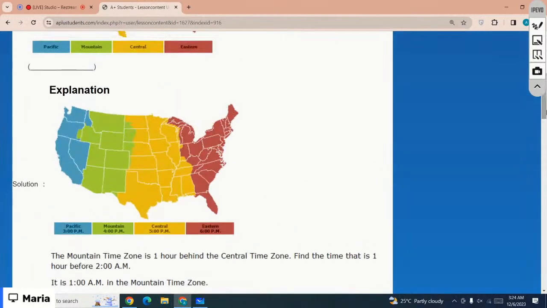The Mountain zone is 1 hour behind the Central zone, right? So when it is 2 a.m. in the Central zone, then in the Mountain zone you have 2 minus 1. So that means in the Mountain zone you have 1 a.m., right?